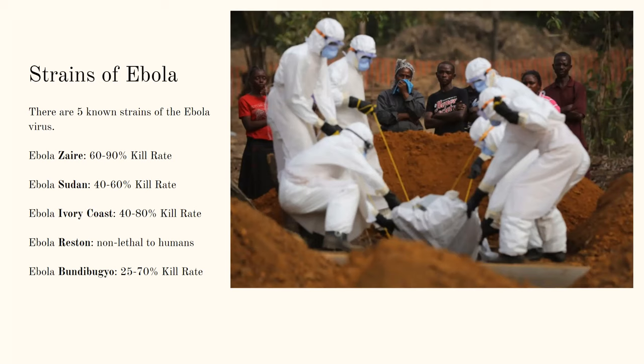The Ivory Coast strain, which is on the west coast of Africa, this has between a 40 and 80% kill rate. Once again, it jumped from a different host and it mutated into the Ivory Coast strain. Then you have the Ebola Reston strain, which we'll talk about here in a second. This one, they found predominantly in monkeys, but it was non-lethal to humans. And then the newest strain of Ebola is the Ebola Bundibugyo strain, which is still relatively new, so we're still trying to figure out all the exact numbers on it, but it looks like right now it has between 25% and 70% kill rate. So we're definitely dealing with a lethal strain.